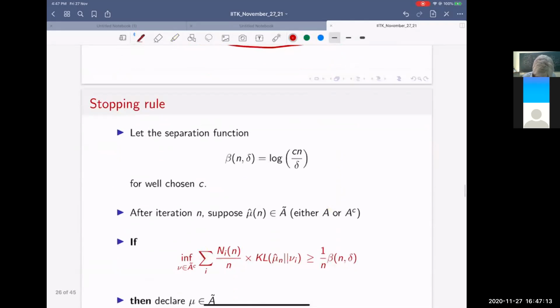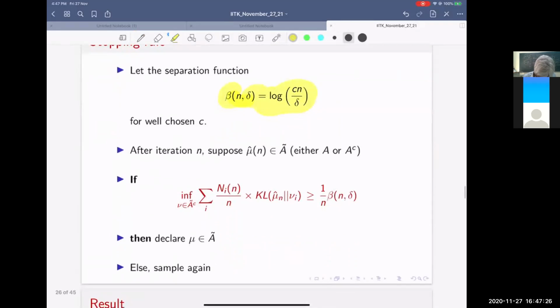So what does large enough mean? One needs to do some analysis for this, but basically you choose your threshold function as log C n upon delta. C is well chosen. And basically then your rule is after iteration n, if this quantity here is bigger than, I put n on the denominator, so if it's bigger than 1 upon n into beta and delta, that's when you stop.